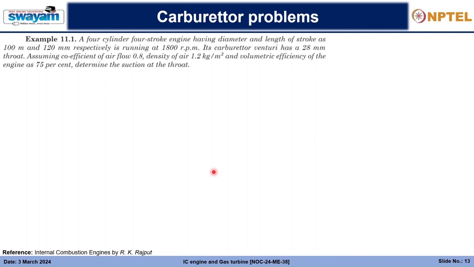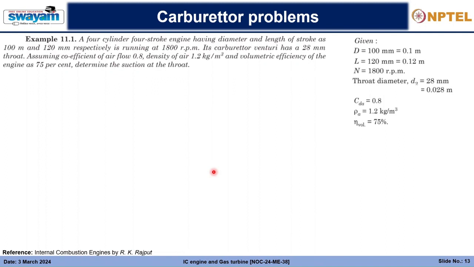Okay then. So let us start solving this problem. We are given the diameter of the engine cylinder is 100 mm, 0.1 meter. L is 120 mm, 0.12 meter, and the speed of rotation is 1800 rpm. Throat diameter D2 is 28 mm or 0.028 meter. The coefficient of discharge is 0.8.